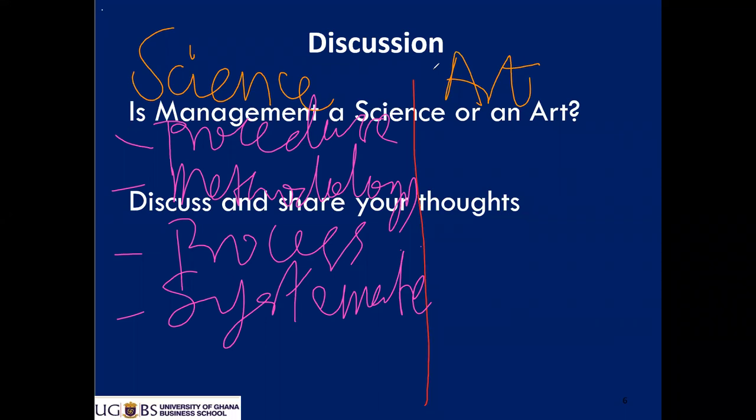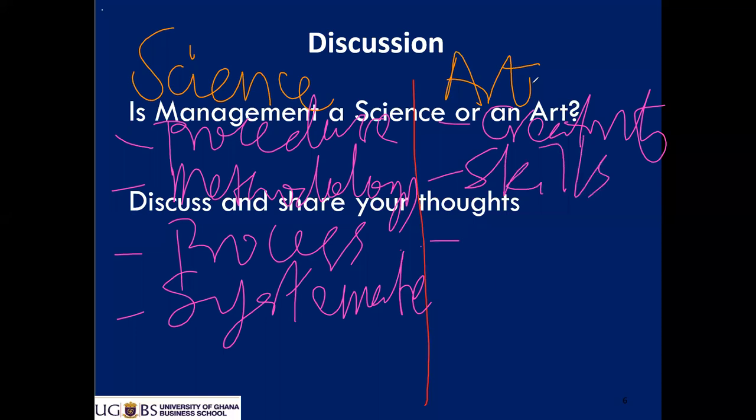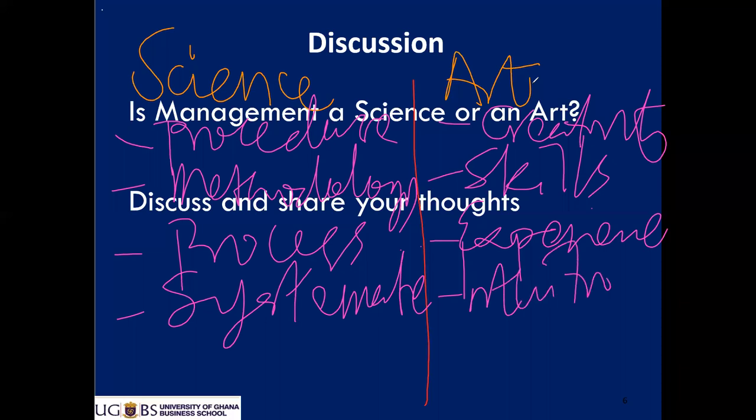When we're talking about art, we are talking about creativity, right? We are talking about skills. We are also trying to talk about experience. We are talking about intuition. These are the things that characterize an art: creativity, skills, experience, intuition.